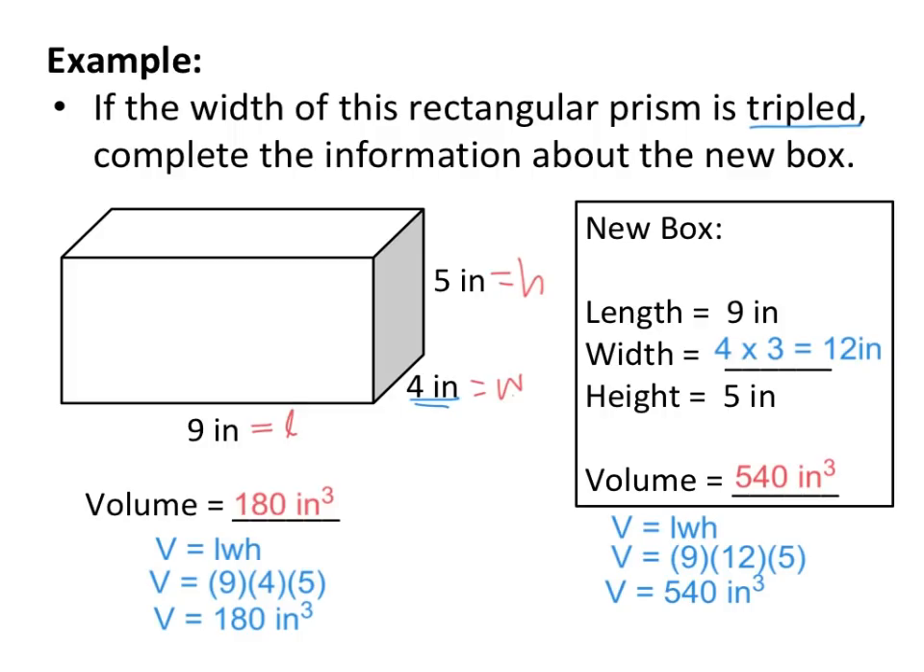So we didn't have to use the volume formula to find the volume of the new box. All we needed to do was take the volume of our old box, so 180 inches cubed, and then triple it, and that will be equal to the volume of our new box. So let's make sure. If we take 180 and multiply it by 3, we get 540 inches cubed. So we just verified that the statement in our overview was true. Now let's move on to our next example.